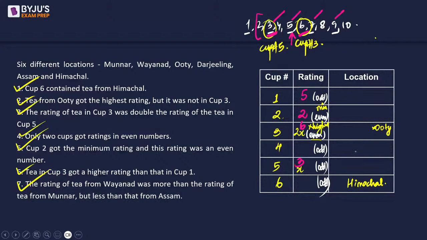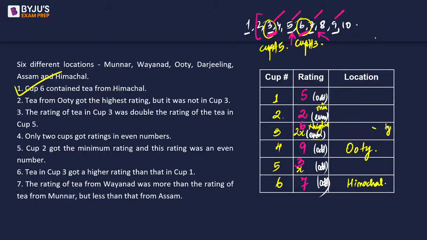Let's go through the statements again and see if we missed out on anything. First one says cup 6 contained tea from Himachal. Perfect. Tea from Ooty got the highest rating, but it was not in cup 3. Now, if we use this, can this get the highest rating of 9? No, because this is Himachal, but it says tea from Ooty got it. So, of course, this can't be the highest. So, 4 turns out to be highest, and this one is going to be from Ooty. The moment I get this as 9, the last rating that we are left with is 7. So 7 goes at cup number 6.